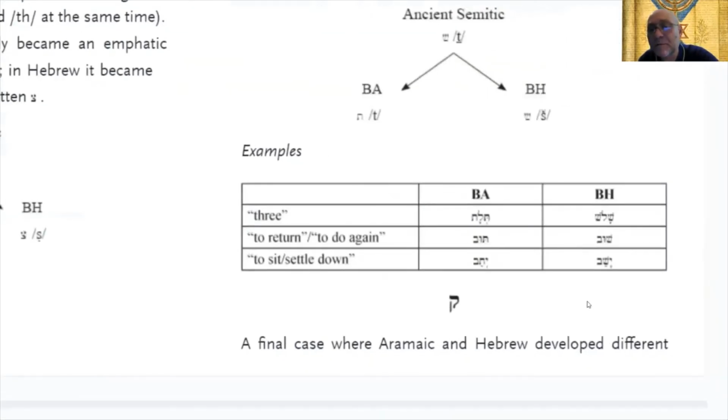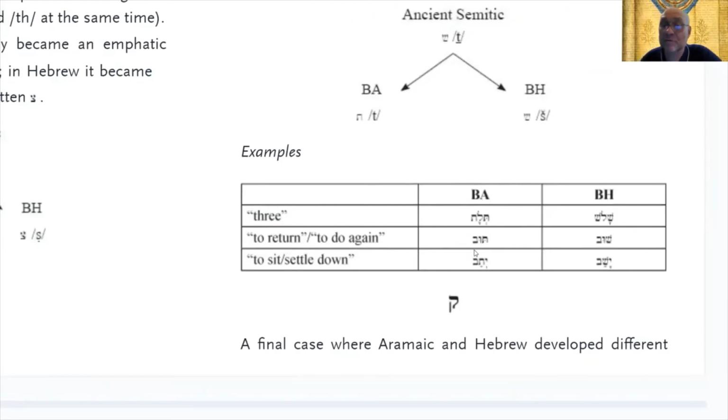Maybe I can get this a little bigger. Shuv in Biblical Hebrew is to return to. Again, we've got Tuv in Biblical Aramaic. So that S sound becomes a T sound. To sit, settle down. Yashav becomes Yatav. So look at that.